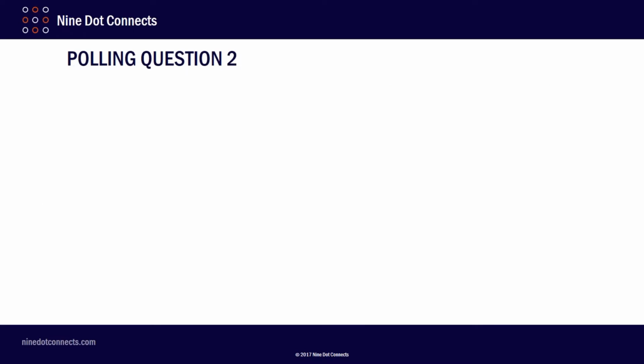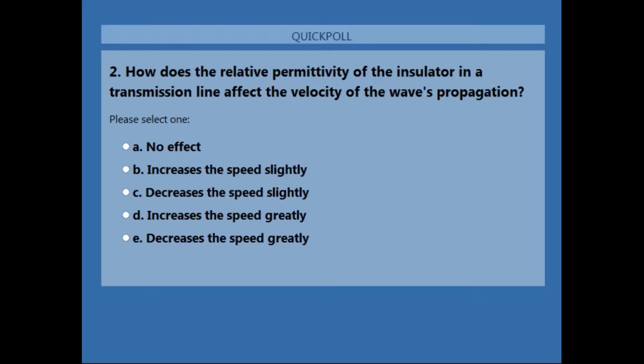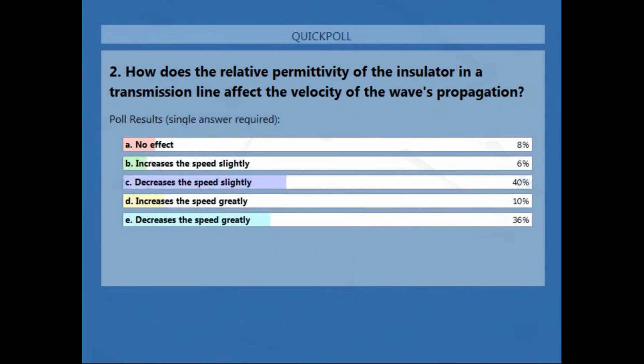So polling question number 2. Kind of get an idea of how much you already understand about relative permittivity. Okay, so it looks like we got 2 pretty definite majorities, with 40% said C and 36% said E. Actually, E is the correct answer. It's going to decrease the speed greatly.